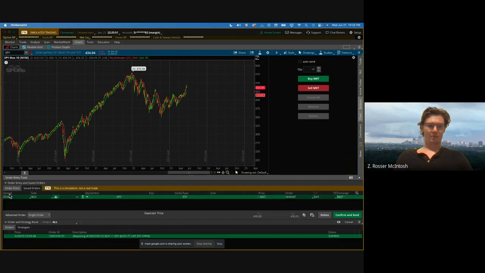We have the asset class, essentially, stock. Are we going long or short? We're going long. The number of shares. We can add or subtract shares, and if we go below 1, it'll just switch it to a short position and switch this automatically to sell.